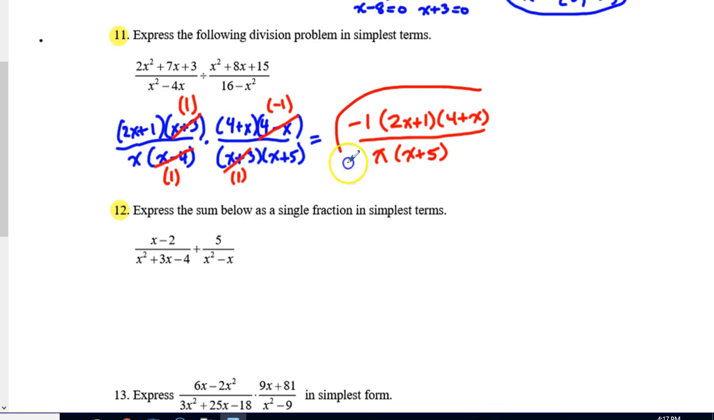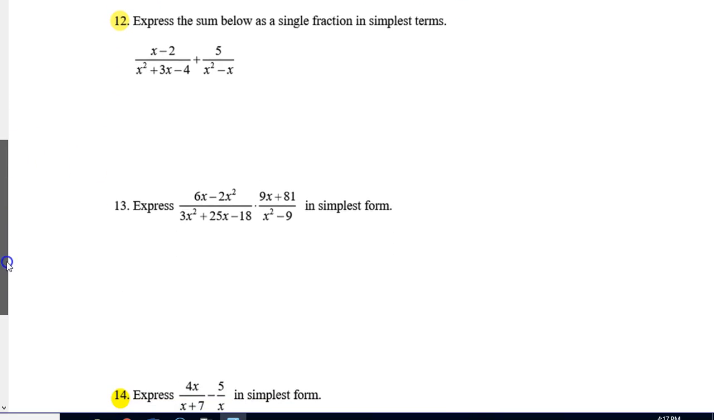Okay, so there's our final form. Plus, in this form, I can easily see that there's no additional simplification that could take place. Number 12 is slightly more difficult because we do need a common denominator. It's an addition question. But perhaps the common denominator is smaller than simply this denominator times this denominator. And the only way I'll know that is by doing some factoring.